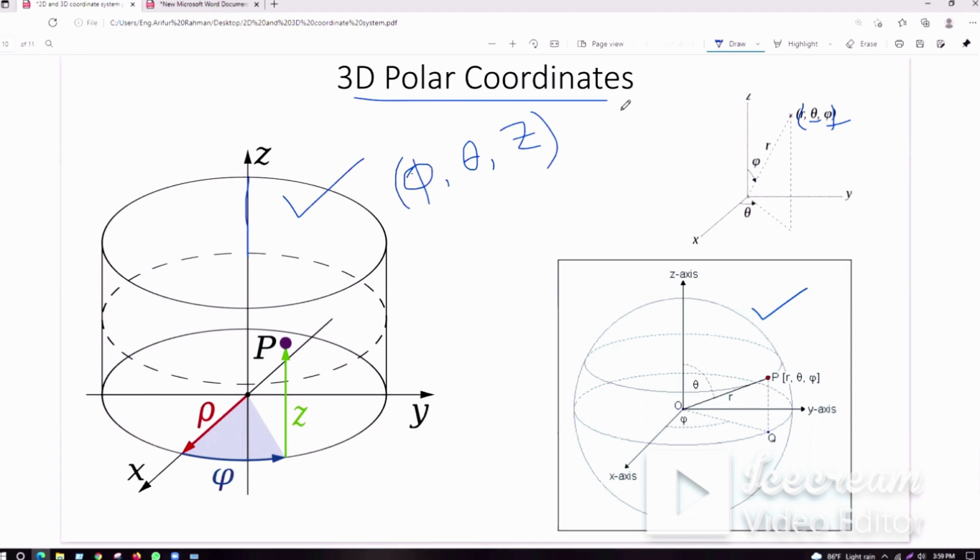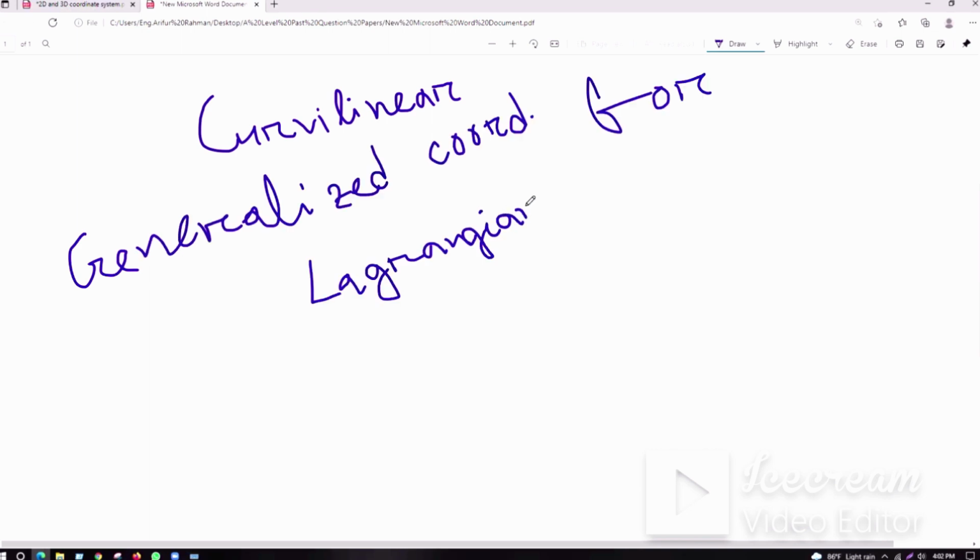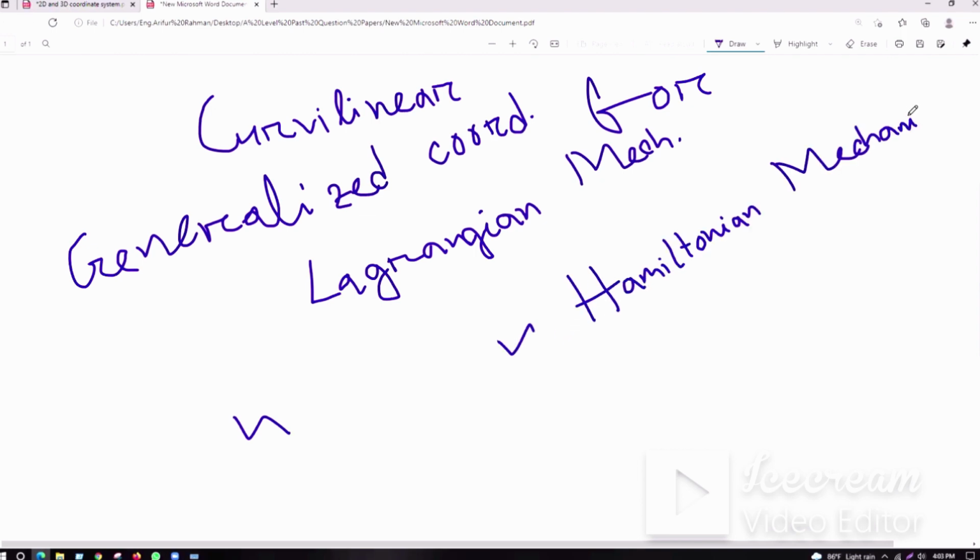Okay, that's all about polar coordinates. Not only that, we have a lot more coordinate systems, like the curvilinear coordinate system, generalized coordinates for Lagrangian mechanics, and generalized coordinates for Hamiltonian mechanics, and so on.